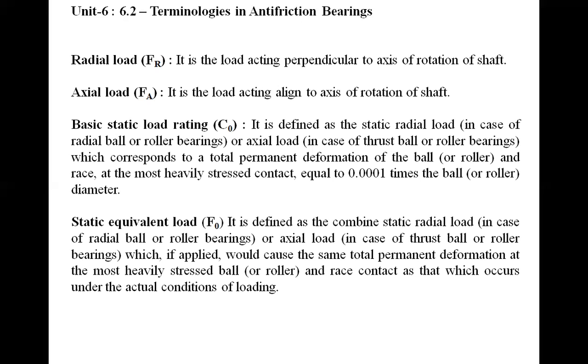So, when there is a static and radial combined load, and it results in 0.001 times the diameter as permanent deformation, that is called the static equivalent load. Static equivalent load is the combination of radial load and axial load combined. Okay, so these are very simple terminologies, C0 and F0.